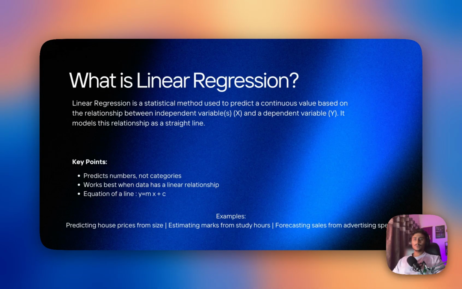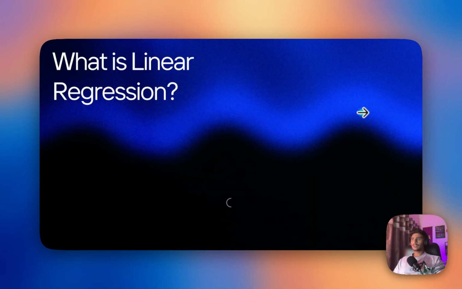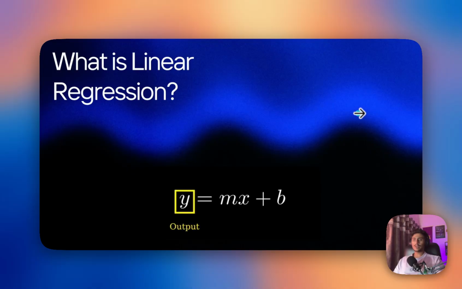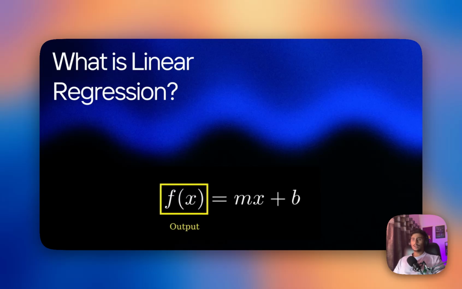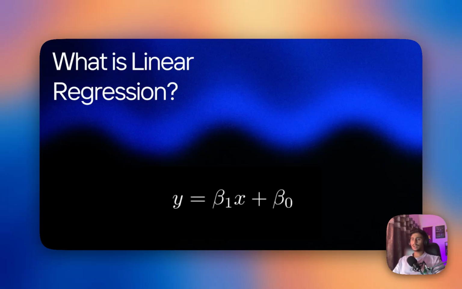So let's understand the equation of a line of a linear regression. So we have the equation as y = mx + b, where y is your output. In some books, it's also written as f(x), where x is input, m is slope, and b is intercept. It can also be written as y = beta 1 x + beta 0, where beta 1 is slope, x is your input, and beta 0 is your intercept.